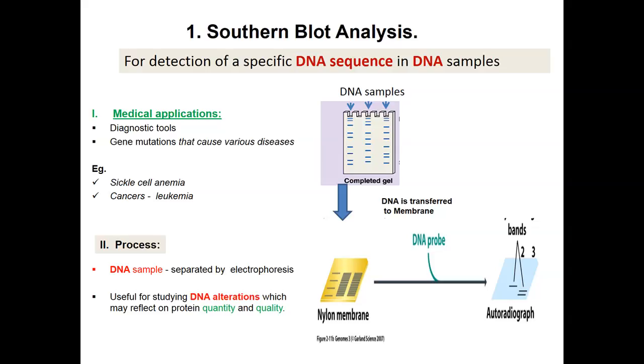So in this case, you can look at mutations, gene amplifications, and many other things you can do. As I said, you can modify these things a little bit to fit your need, but this is the general principle. Is that clear? So that shows Southern blotting. And sickle cell anemia also is detected this way, and many changes are detected this way.